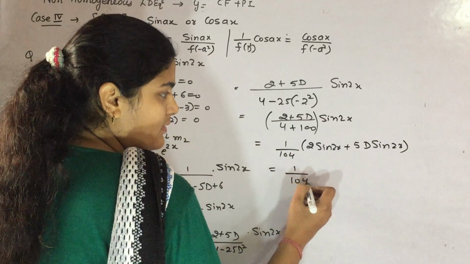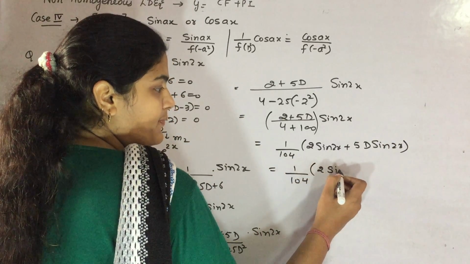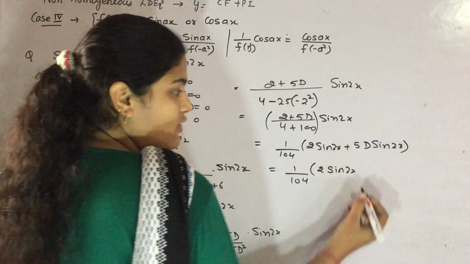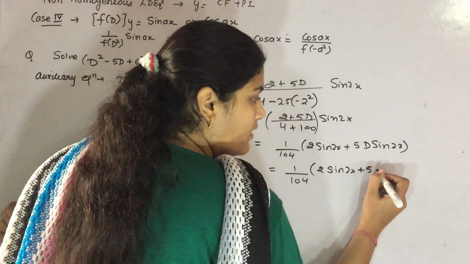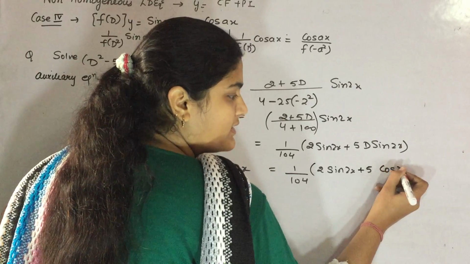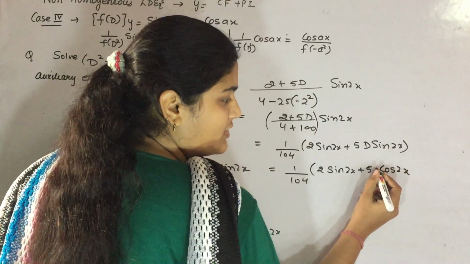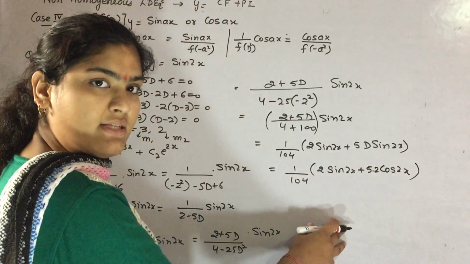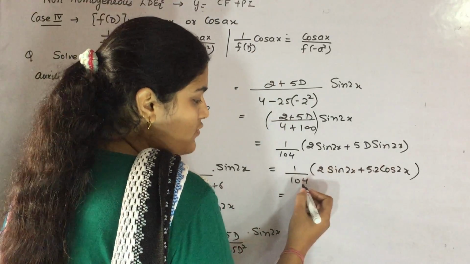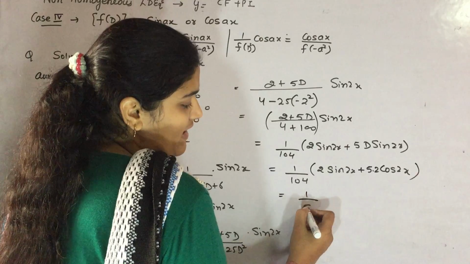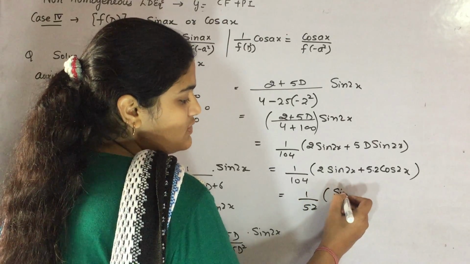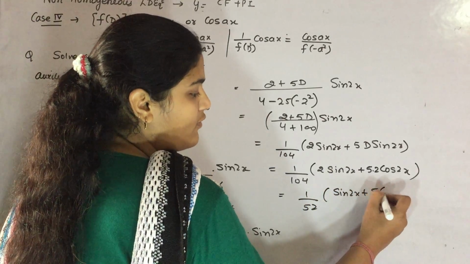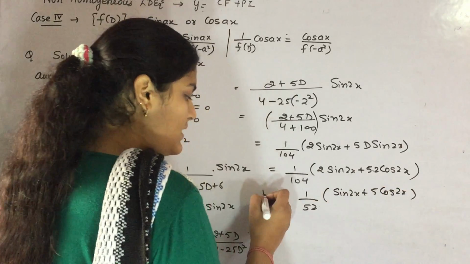Now differentiation of sin 2x is cos 2x, and for the chain rule, the differentiation of 2x is 2. So if you take 2 as common and cancel it, 2 times 5 is 10, 2 times 4, sin 2x plus 5 cos 2x. This is your particular integral.